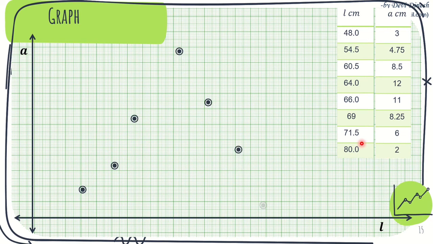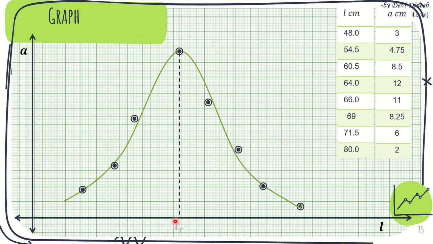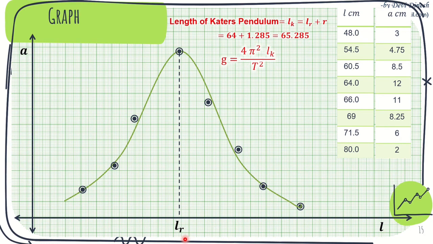I have to plot. So when I start plotting the points, I see that the plot is something like this. It kind of gives me a bell-shaped curve. This is my maximum point, right? This is the resonating length. Draw a perpendicular line down to my x-axis. Wherever it intersects my x-axis, that is going to be my resonating length LR.